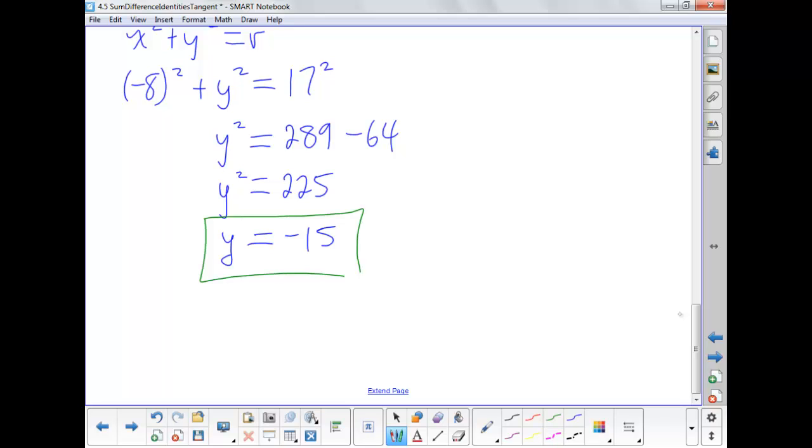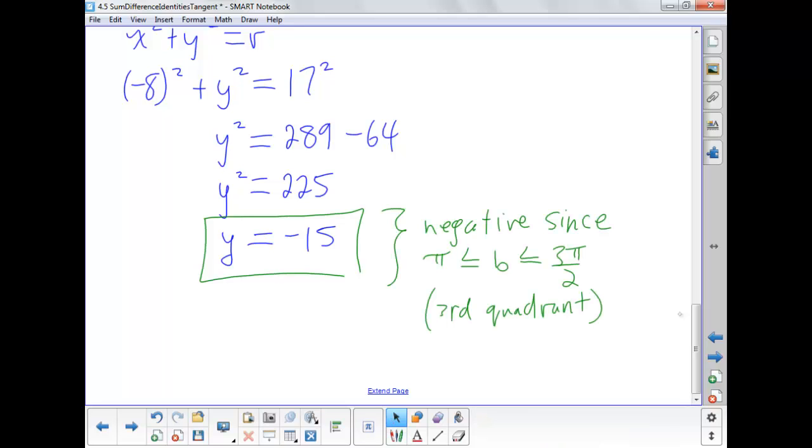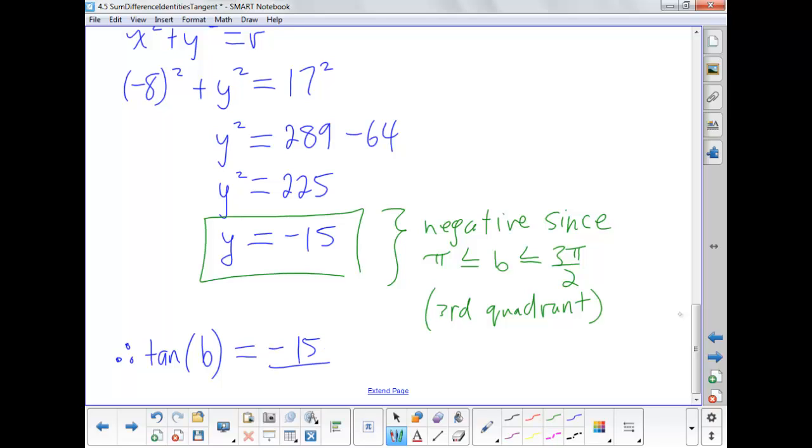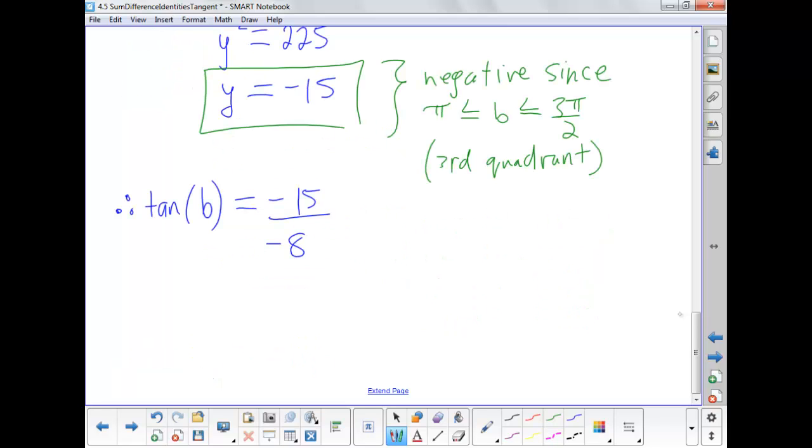Okay, and for similar reasoning from before, what I would now be able to conclude, now that I've figured out what y is, is that tangent of B is going to be the ratio of my y value over my x value, so it would be negative 15 over negative 8.